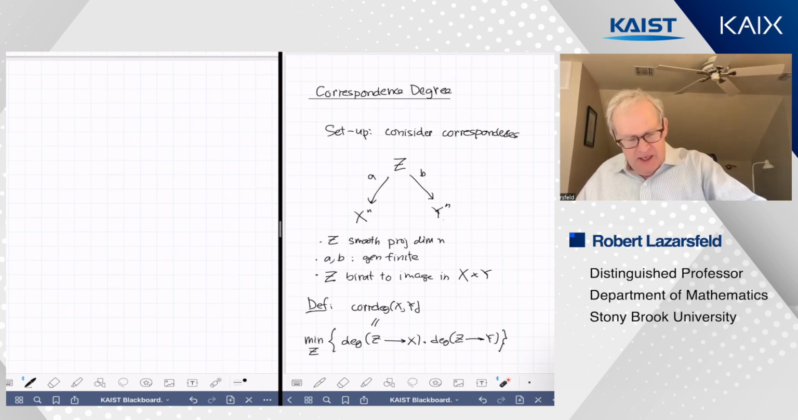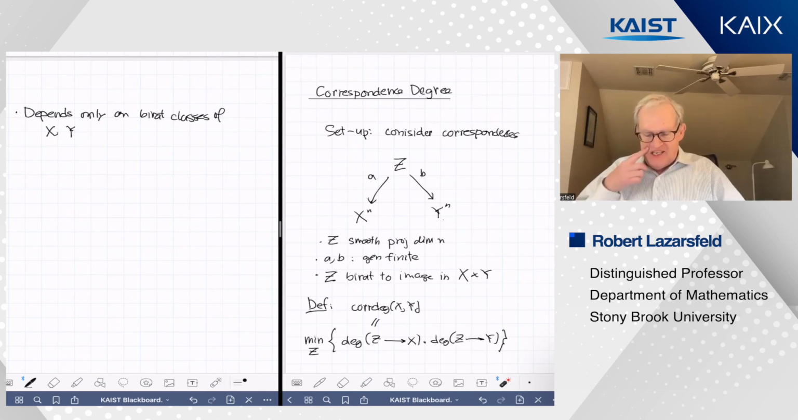Well, first of all, it depends only on the birational classes of X and Y. And that's because if you replace X and Y by different birational models, then you can find a different model of Z that sits in this analogous diagram. So this depends only on the birational classes of X and Y.